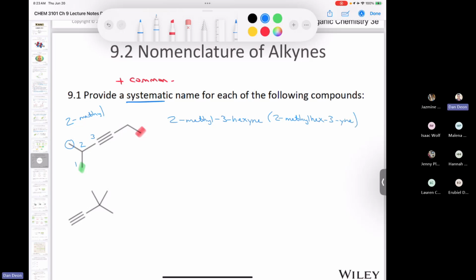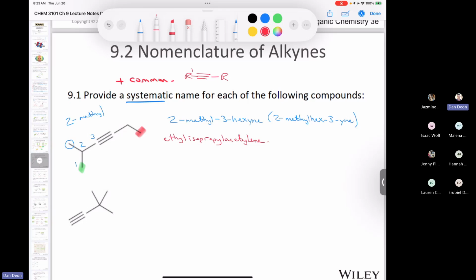But then as far as a common name goes, what we do for the common name is we look at just the triple bond, and then we just name the R groups that are attached to it. So on one side we have an isopropyl, and on the other side we have an ethyl. So E comes first, so we're going to say ethyl isopropyl acetylene. There we go.